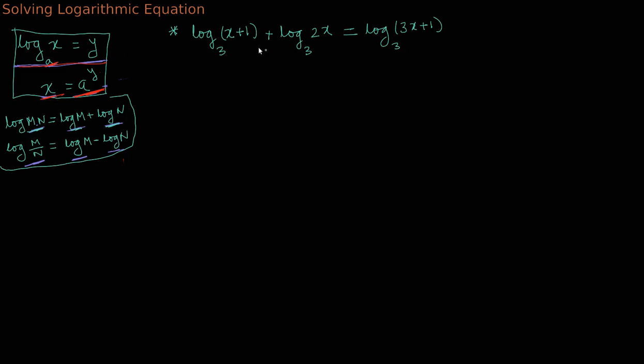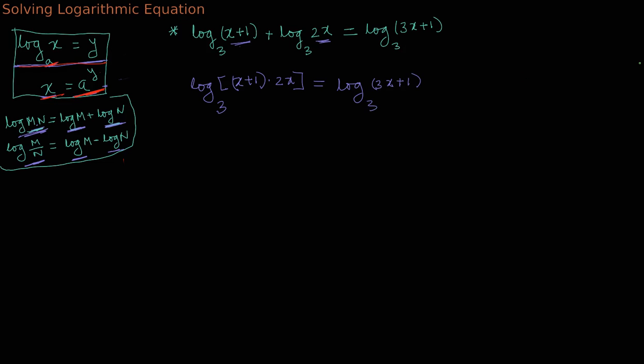First of all, let's see. I have here this is equivalent to my m and this is my n. So I have log m plus log n. If I have log m plus log n, I can write log mn. So let's write it: log of (x plus 1) multiplied by 2x, base 3, equal to log of 3x plus 1, base 3.